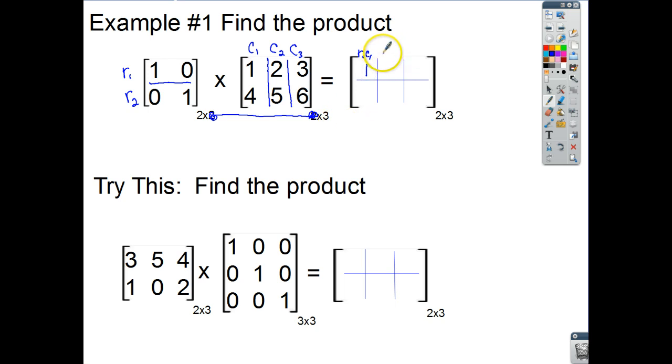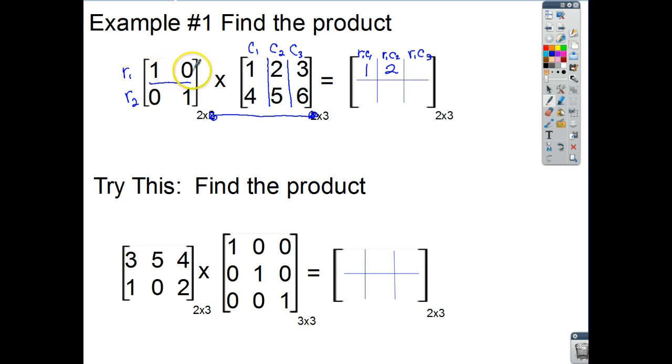Okay, this is row 1, column 2 of my answer. So I'll take the numbers in row 1 and multiply them by the numbers in column 2. I'm going to pair first with first. So 1 times 2 is 2. 0 times 5 is 0. 2 and 0 is 2. 2 goes here.